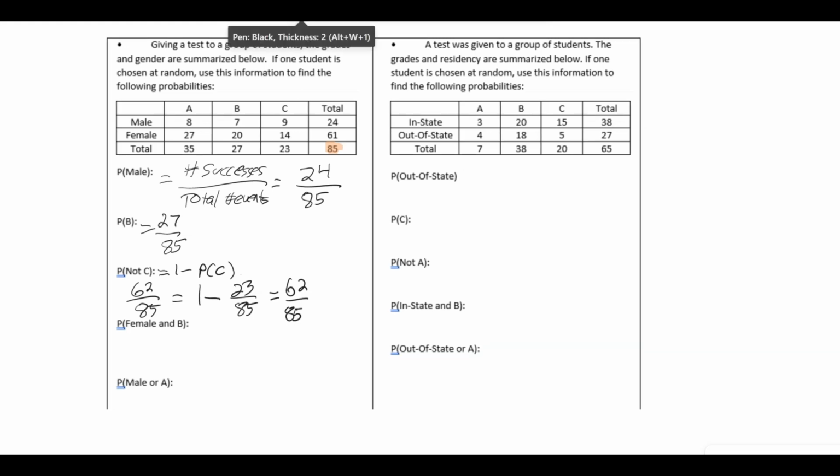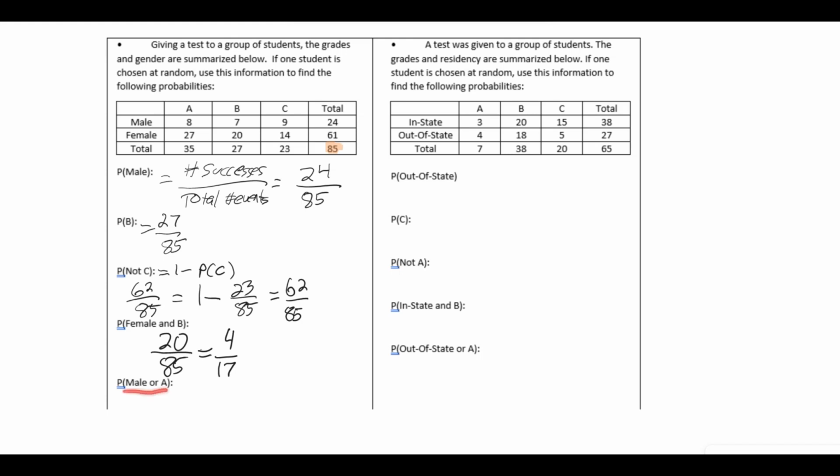The probability of female and B is most easily done with the table looking for the ones that are female and B. So there, B and female, there are 20 over the total 85. Now this fraction does reduce down to 4/17, so you'd want to do that.